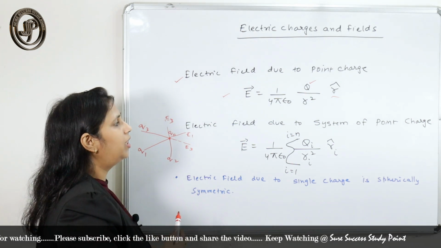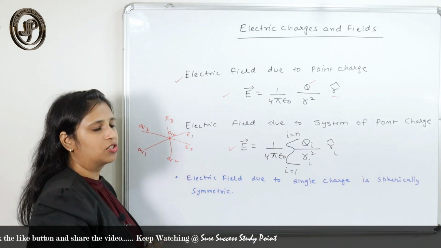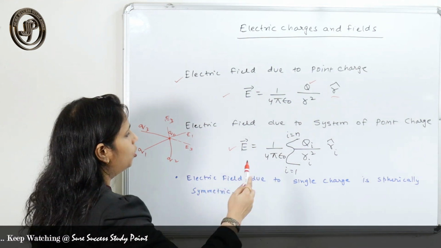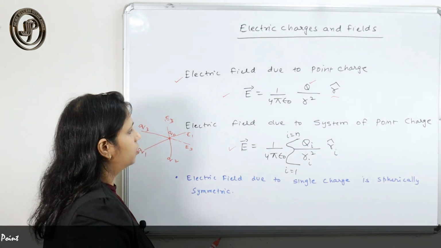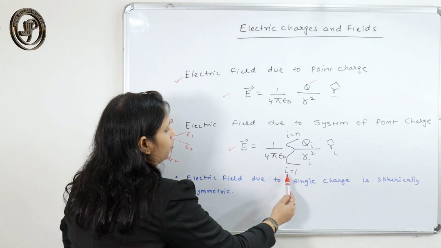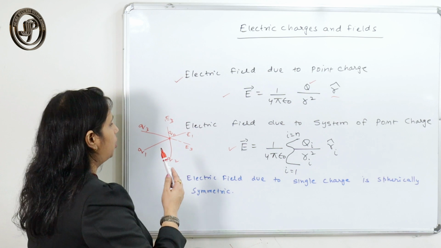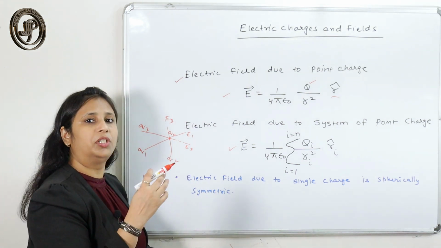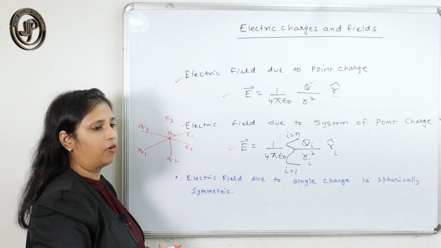Similarly, if you have n point charges, then the strength of the electric field can be given as 1 upon 4 pi epsilon naught, summation of Qi by Ri square into Ri unit vector, where i goes from 1 to n. That means you have n charges, and because of those n charges at a particular point P, you need to find the electric field. Then we just use this formula for that.